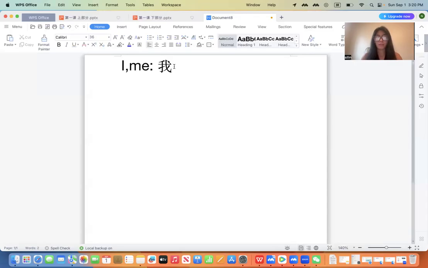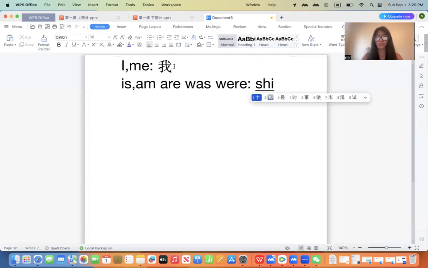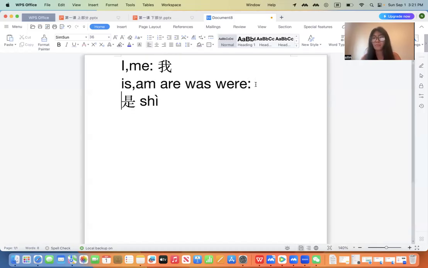And we also learned how to say is, right? How to say is, or am, or are. Is, am, are, was, and the word. So in Chinese, all of these mean just one word: 是, 是, 是. Fourth tone, 是. So we learned about this one already, right? So 是. And how to say I am? You will say 我是, 我是. All right.